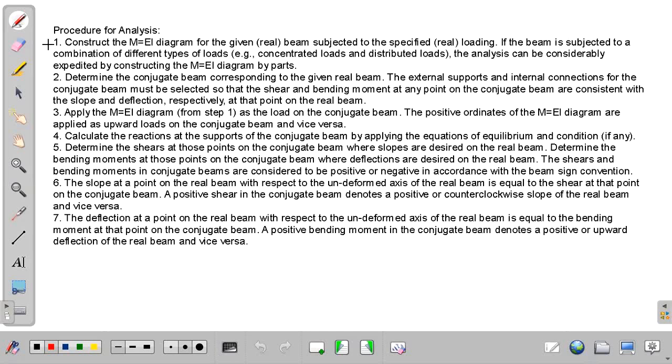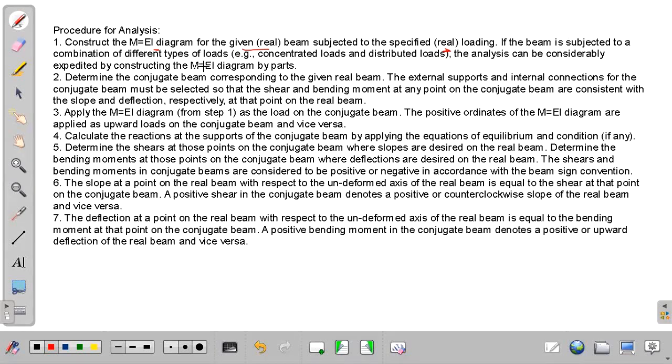Okay, so we have here the procedure for analysis. First is to construct the M over EI diagram of the given real beam. You have to construct the M over EI diagram of the real beam subjected to the specified real loading. Okay? So if your beam is subjected to a combination of different loads, you can use the moment diagram by parts, or you can use the relationship of load, shear, and moment in drawing your moment diagram. Kung saan kayo mas comfortable, yun yung gamitin ninyo. Okay?